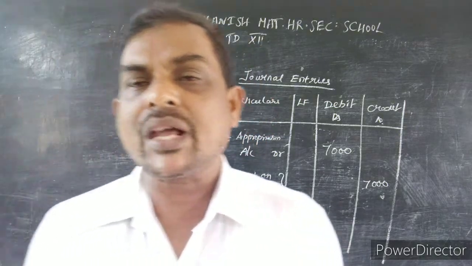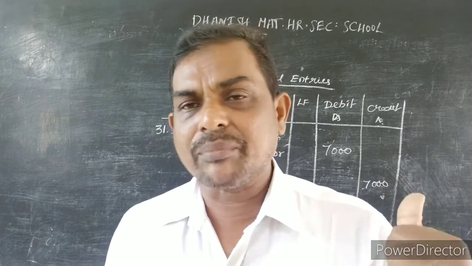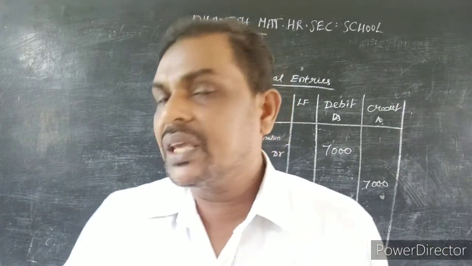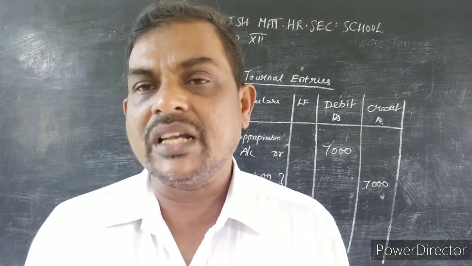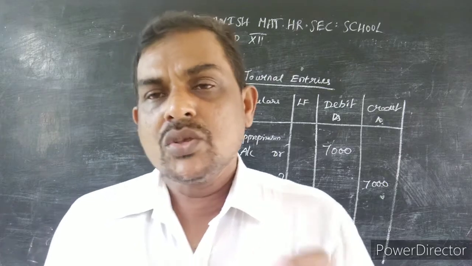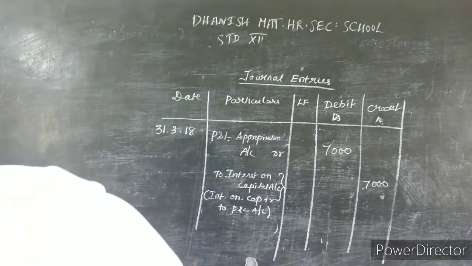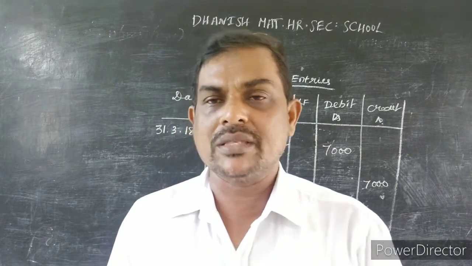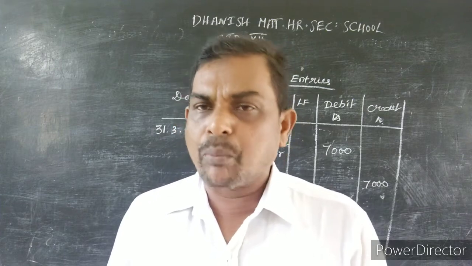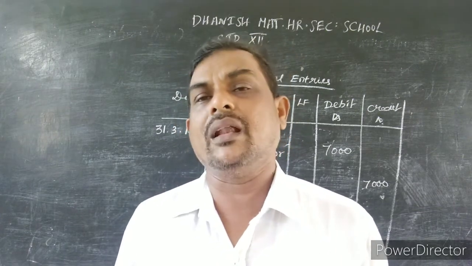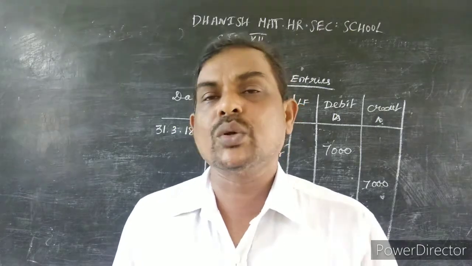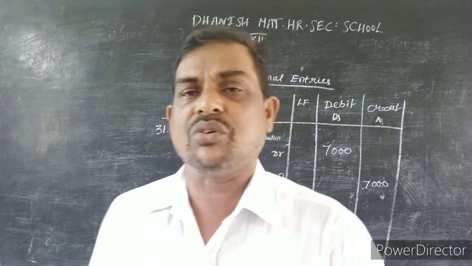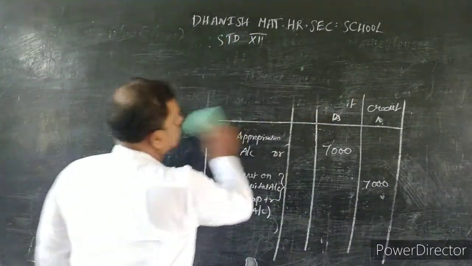See, in this sum they are using the calendar year. In the previous sum they used the accounting period, that is 1st April to 31st March. Here they are using the calendar year, that is 1st January to 31st December. On 1st January 2018, both the partners contributed some capital, and during the same year both introduced some additional capital also. For this, how to calculate the interest on capital? I will teach you now how to calculate the interest on capital in this situation.